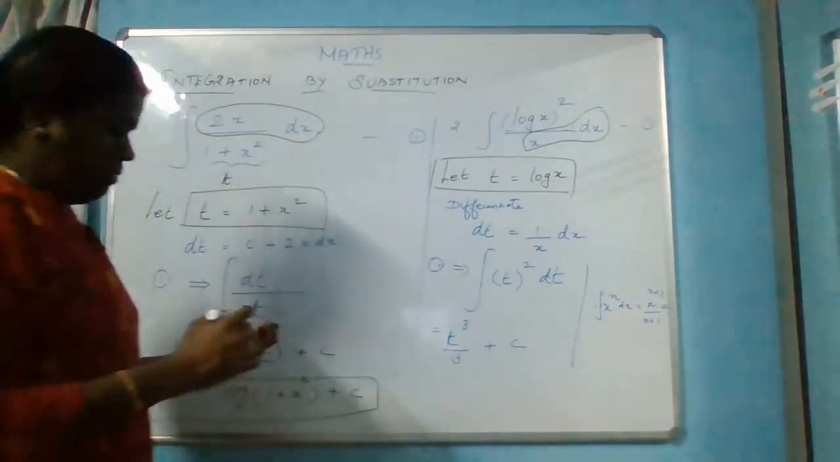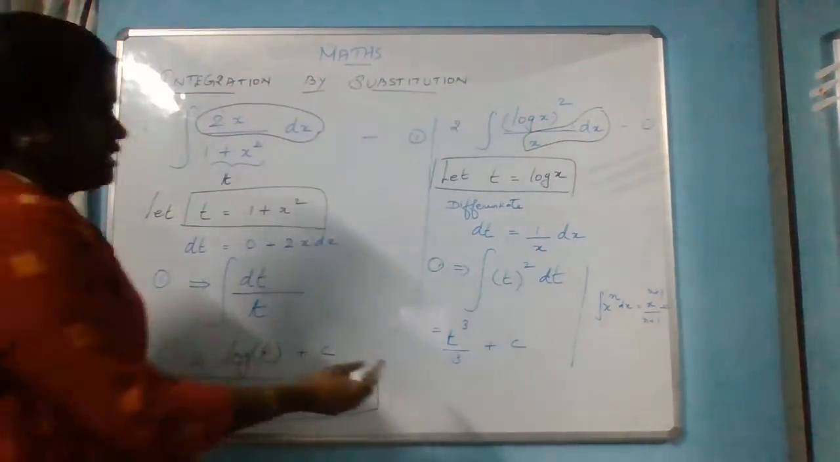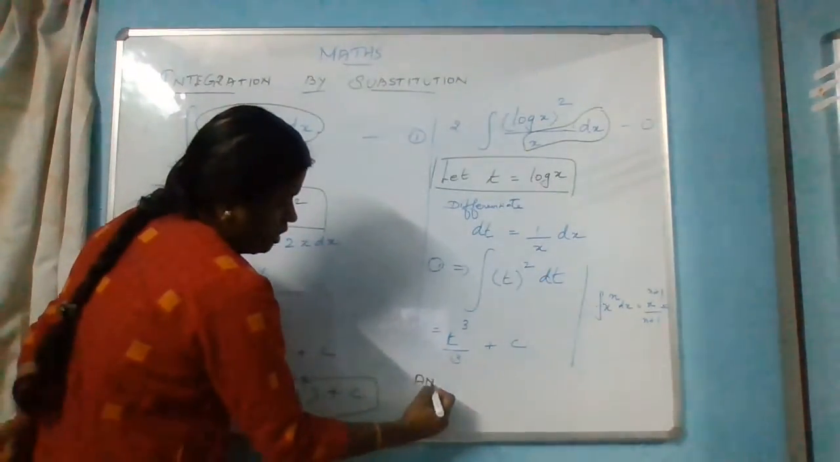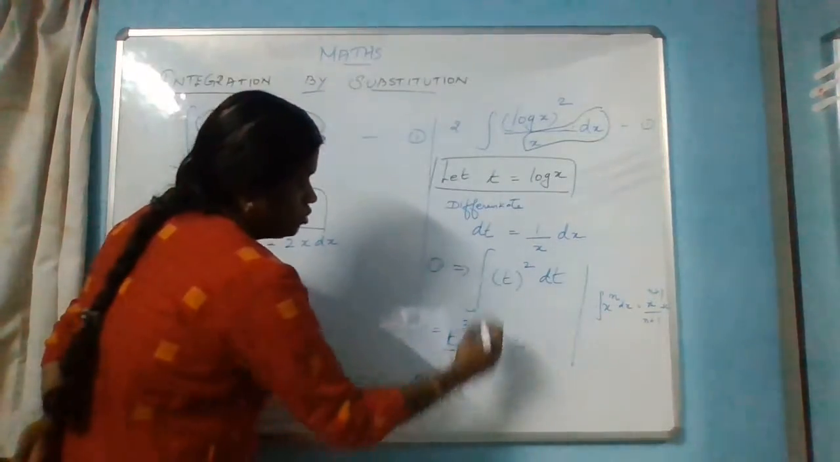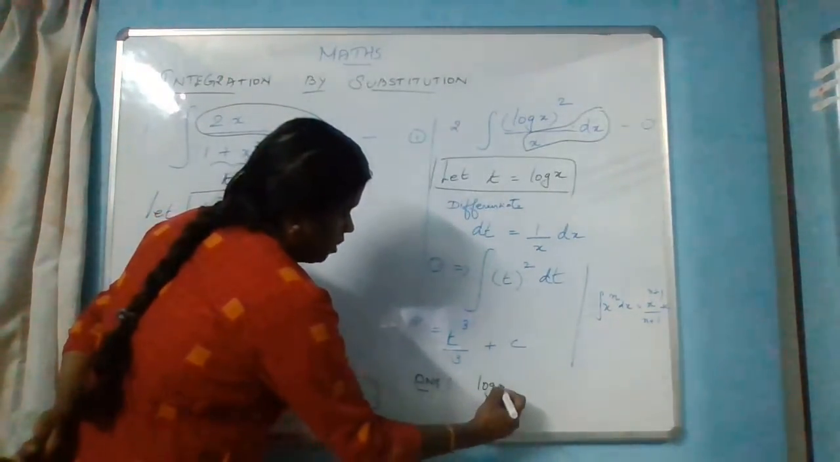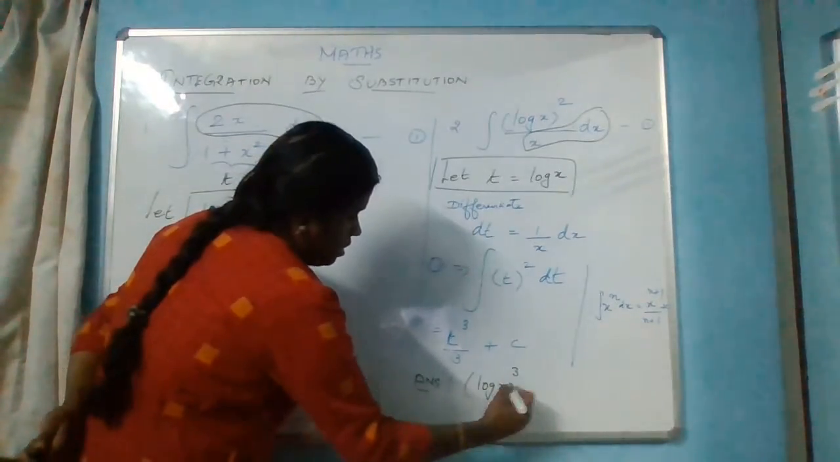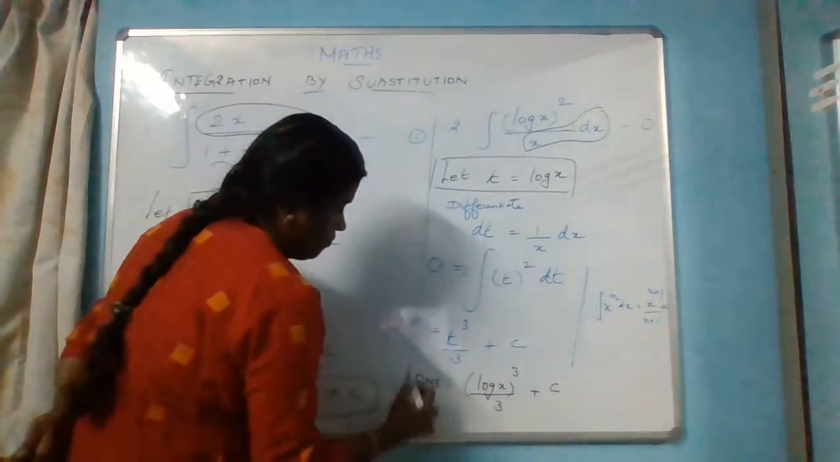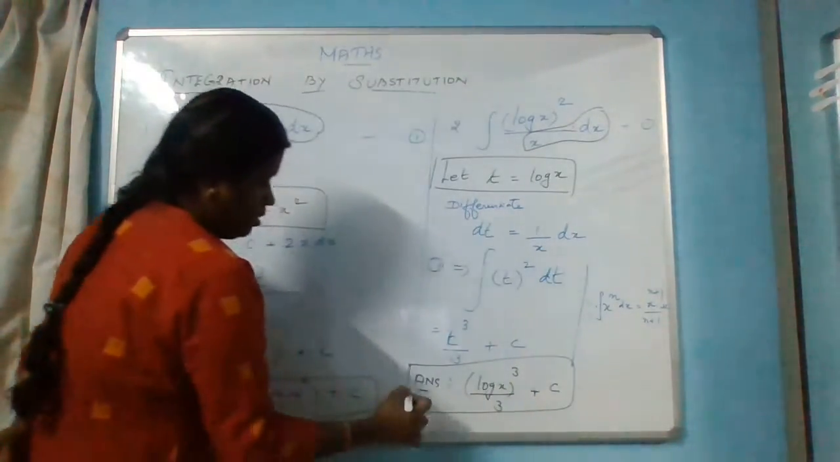But you have to replace this t finally. Don't forget to replace this t because the final answer will be only in terms of the given variable. So the answer becomes, what is t? We have assumed it as log x. So log x the whole cube by 3 plus c. So this is our answer.